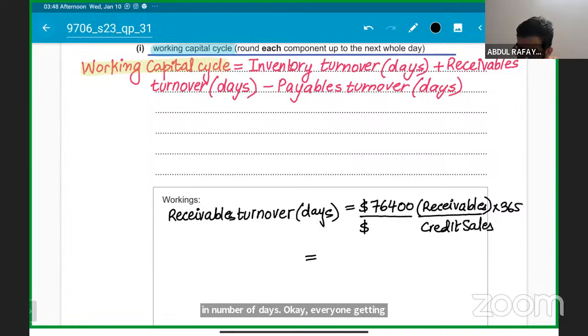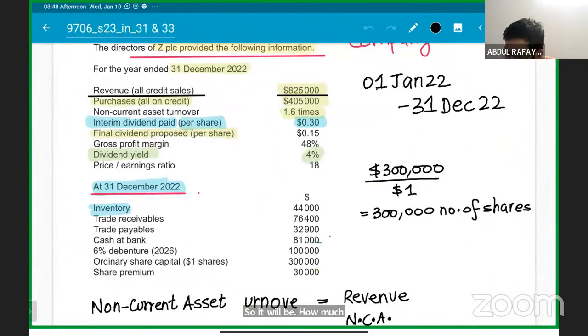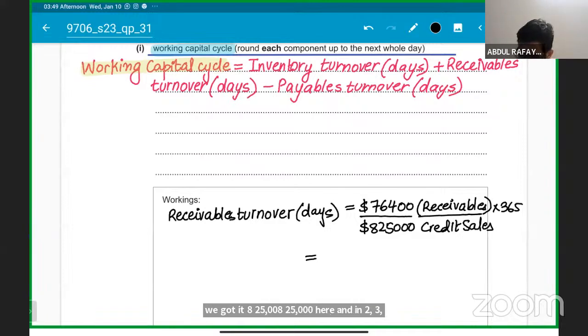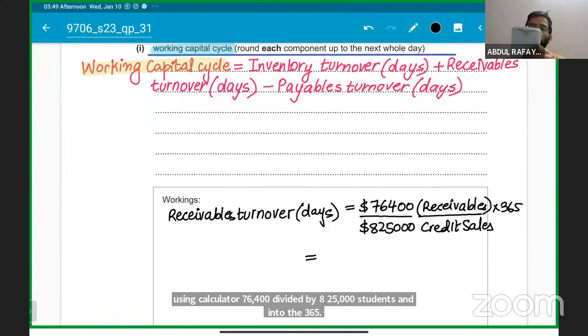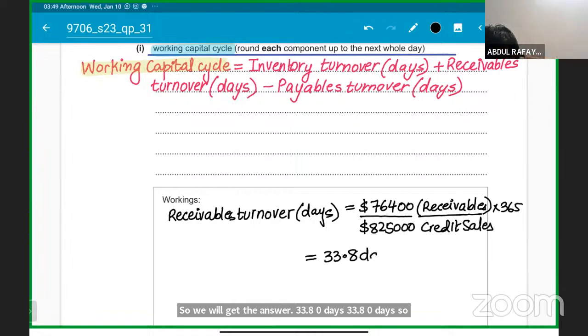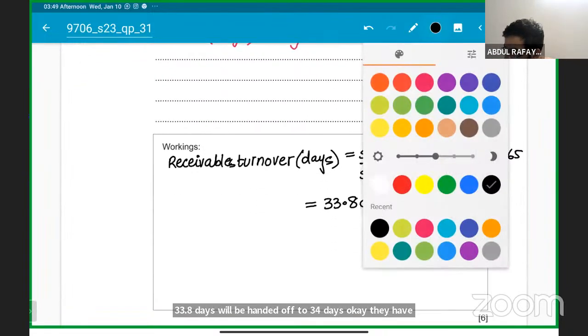So how much is the revenue? 825,000. Okay, so we got 825,000 here. Make sure you are using a calculator. 76,400 divided by 825,000 and multiplied by 365. So we will get the answer as 33.80 days. You can round it off as they have said. 33.8 days will be rounded off to 34 days. They have told us to round off to the next day. So we got receivables turnover 34 days.